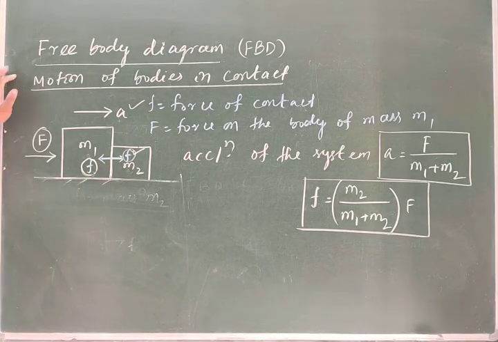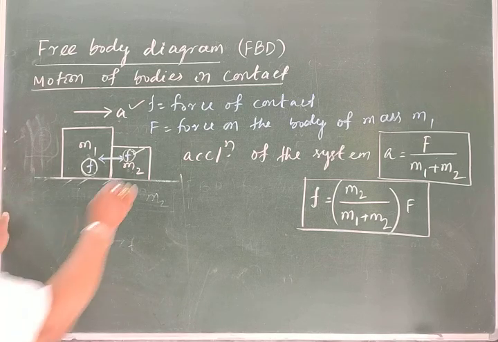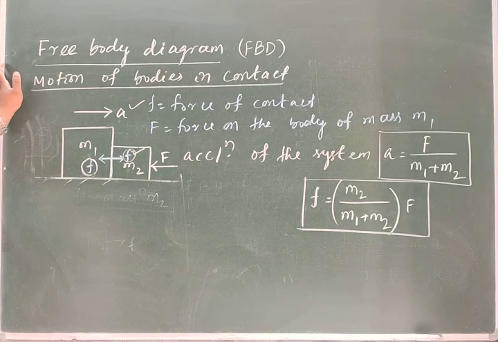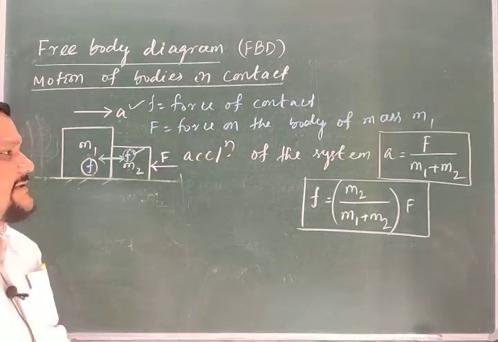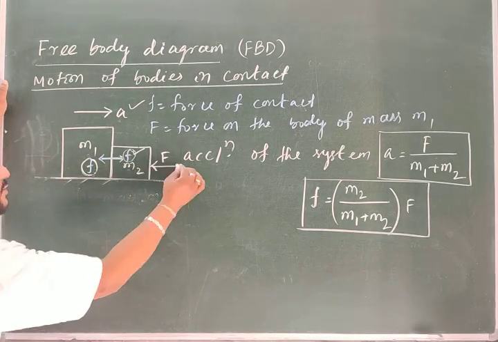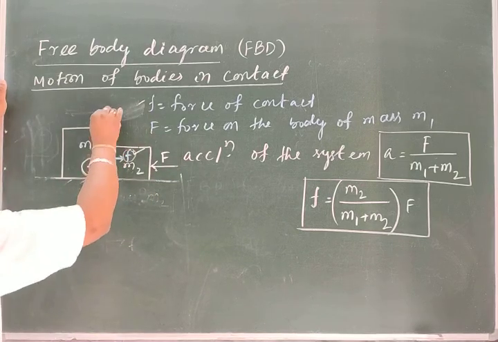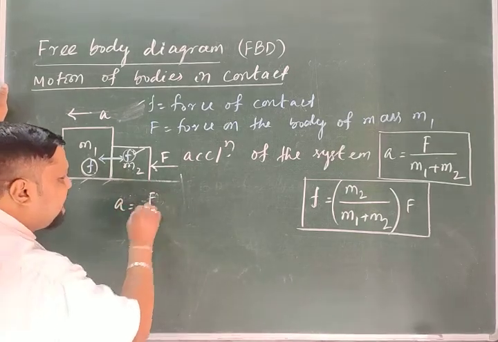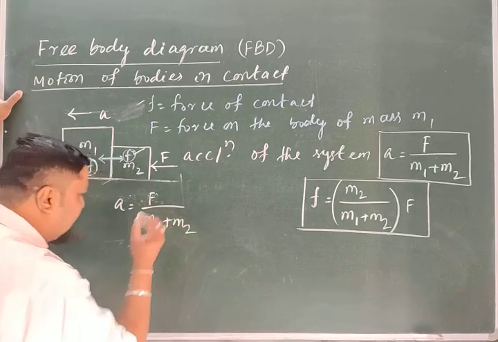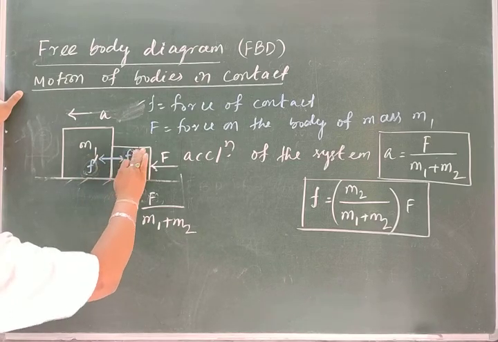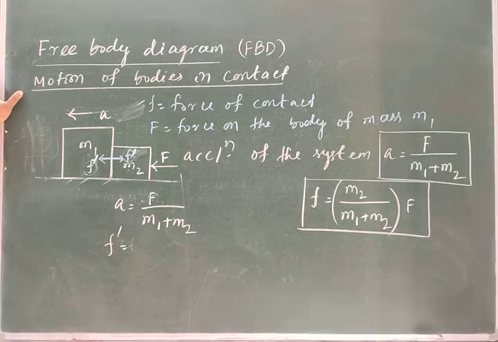In the same concept, if this force F is applied on mass m2, then by using the same concept, what is the force of contact and what is the acceleration? If force is applied along this direction, obviously the acceleration will be along this direction. So the acceleration in this case A is equal to the same F by m1 plus m2. But my point is, what about this F dash? Suppose this is the F dash. I will consider this as F dash.